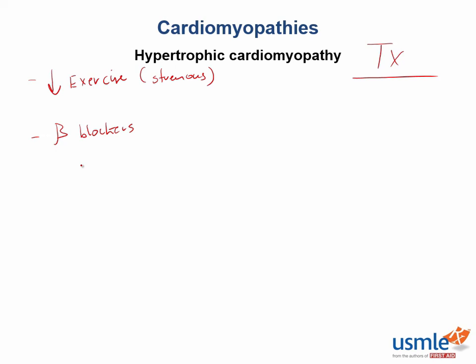Now, you can also consider placing an ICD for those who are at high risk of sudden cardiac death, such as those with previous episodes of syncope or cardiac arrest. And you could also even consider it in someone with just a strong family history of cardiac arrest with the same diagnosis.